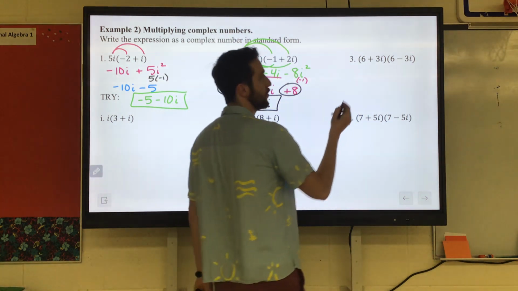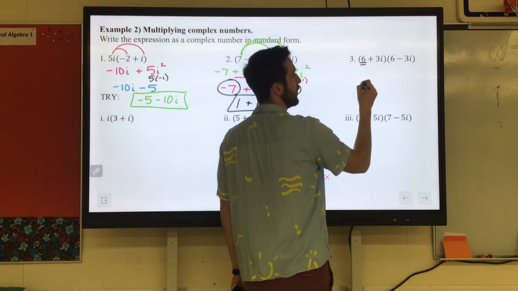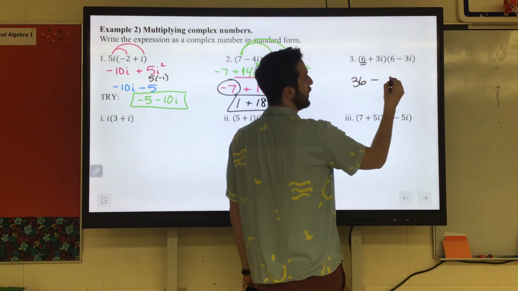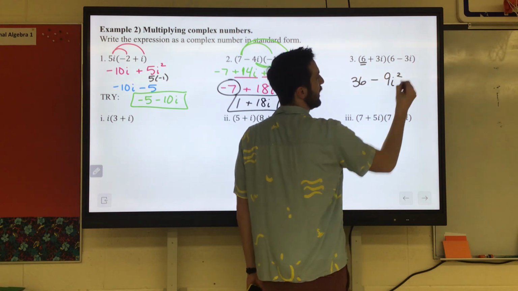When you have a difference of squares, you square the first term. 6 times 6 is 36. You put a minus, and you square the last term. 3i times 3i is 9i squared.